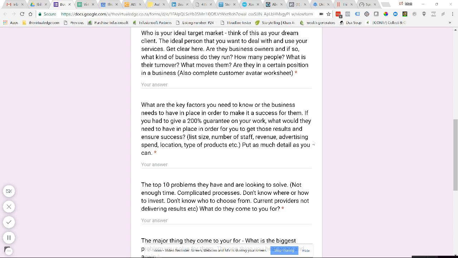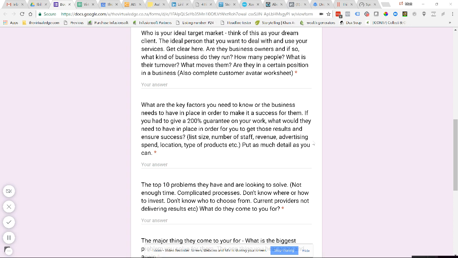Are they advertising? Where are they advertising? How much are they spending on advertising? What are the key factors you need to know? So if they came back to you and said they wanted a refund, what would they absolutely need to have in place in order for you to ensure success? Does that make sense?